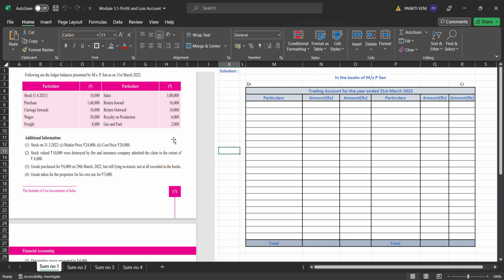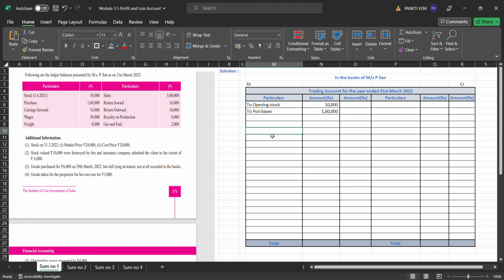Let me start with the posting first and then I'll go for the adjustment part. So the first point which they have given me is related to the opening stock. So I'll post my opening stock. Opening stock is 10,000. Then I'll go for my purchases. Purchases is 1,60,000.